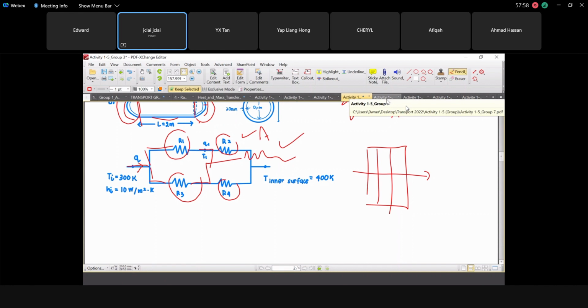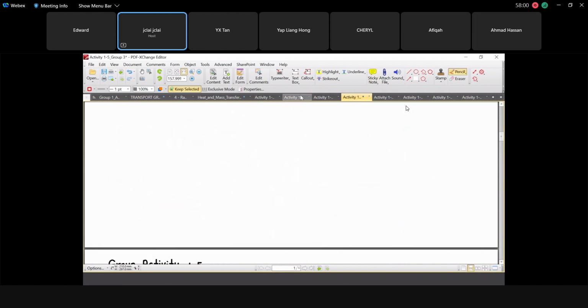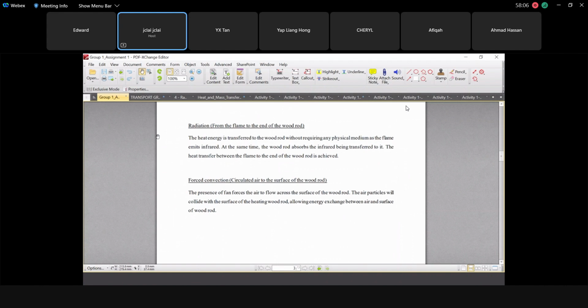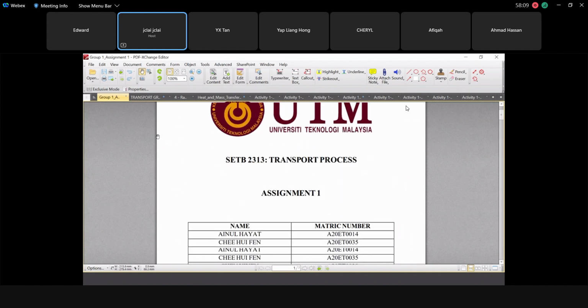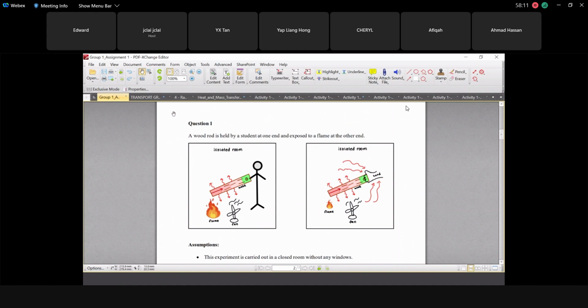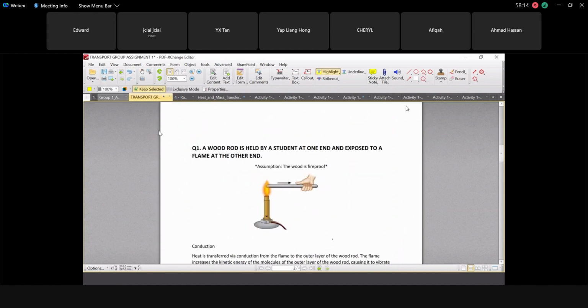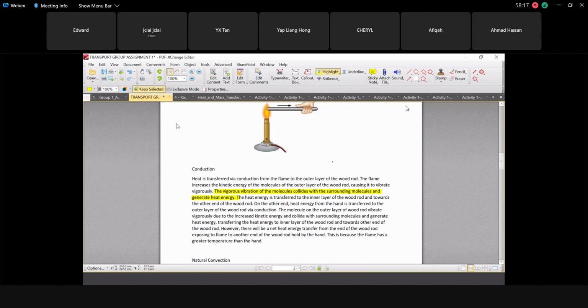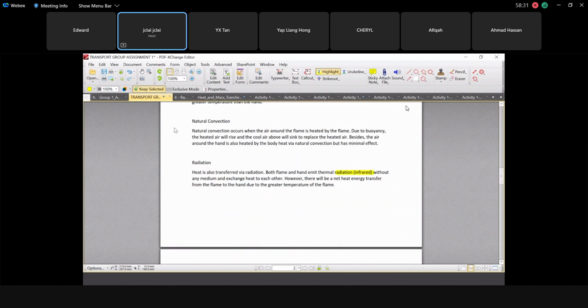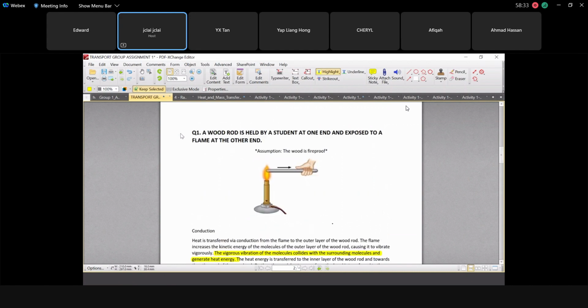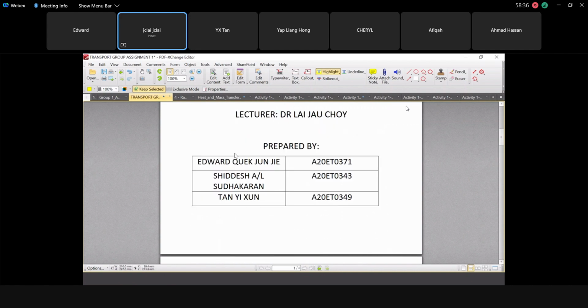Okay, we don't have much time. I want to move on to group assignment 1. Okay, group assignment 1. I have roughly gone through your solution. In my opinion, some of the explanations are still unclear. For example, this is the answer by group 6, if I'm not mistaken.